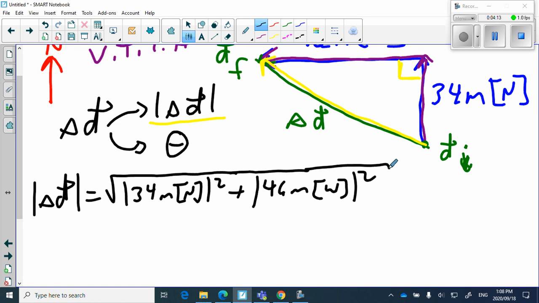All right, so since I'm only interested in the magnitude, I totally ignore the north and the west. I'm not interested in it. It's only magnitude I'm interested in. So we do Pythagorean theorem. 34 squared plus 46 squared. We press equal on our calculator. Then we square root that. And we get 57.2.